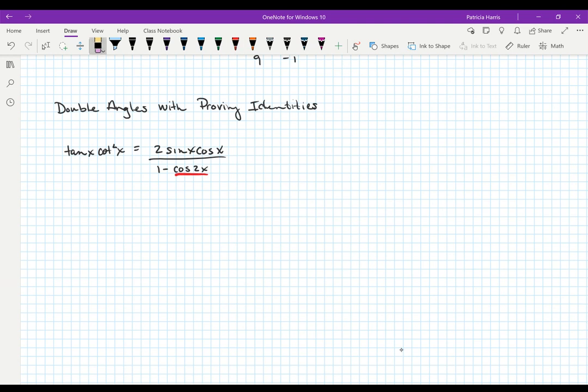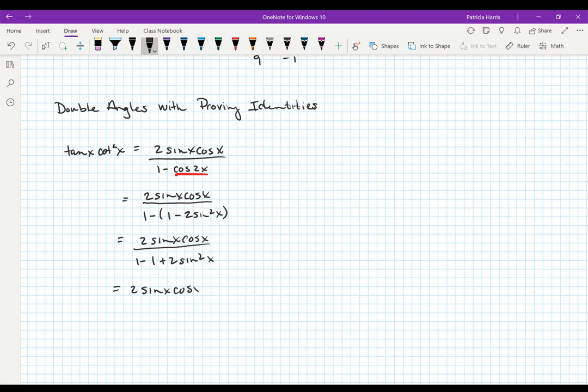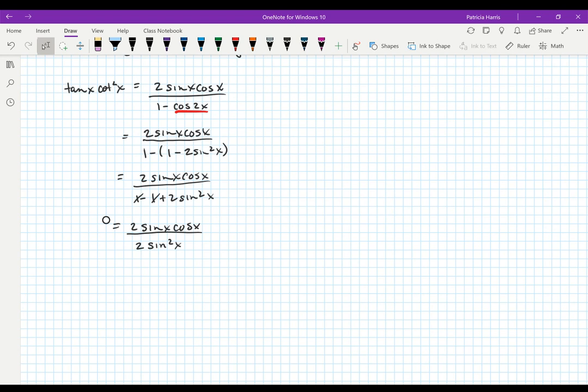Okay, so that is cosine of 2x, so I am going to replace it with another identity. So I'm going to go 1 minus 2 sine squared x, because I like that one. Okay, so 2 sine x cosine x on the top. Now I have a negative outside parentheses, so I have 1 minus 1, then plus 2 sine squared x. So that's 2 sine x cosine x. 1 minus 1 is 0. 2 sine squared x.